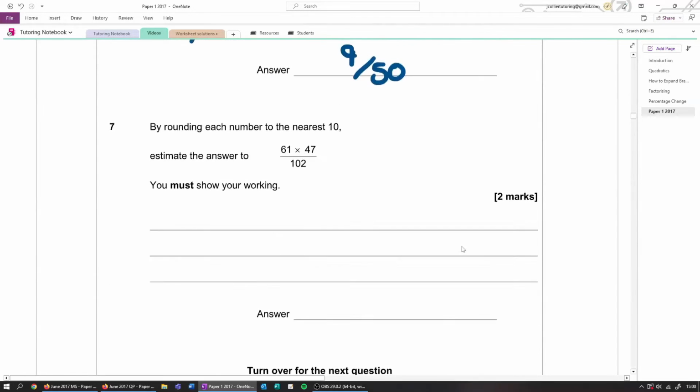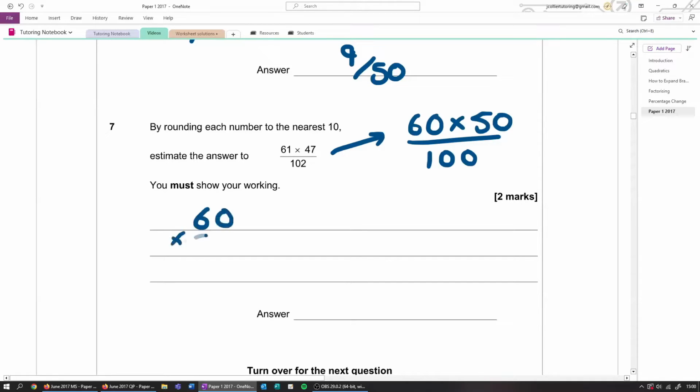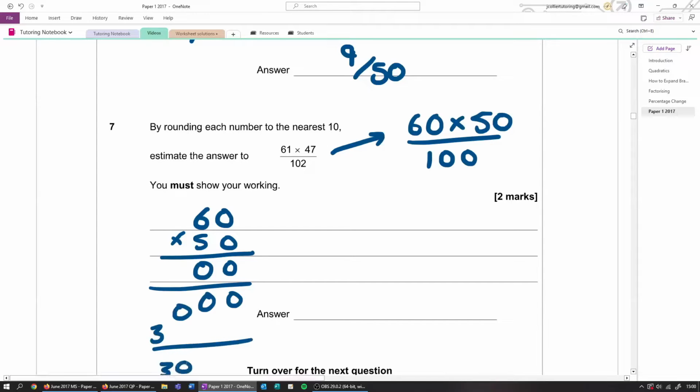Okay, so by rounding each number to the nearest 10, estimate this answer. Okay, 61 to the nearest 10 is 60, 47 to the nearest 10 is 50, and 102 to the nearest 10 is 100. So let's have a look at this. 60 times 50, let's do that working out. So we're going to get 0 times 0, 0 times 6. Now we're going to get 5 times 0 and 5 times 6, which is 30. So this answer will be 3,000.